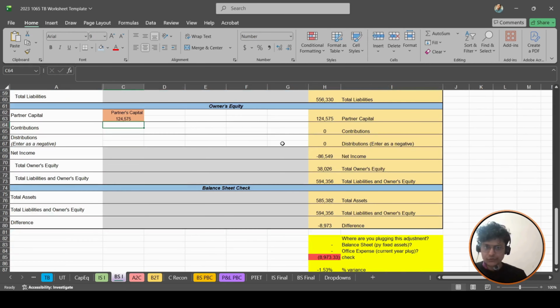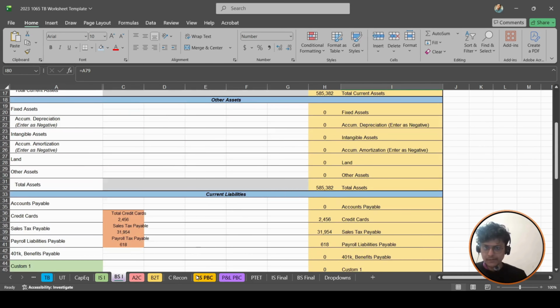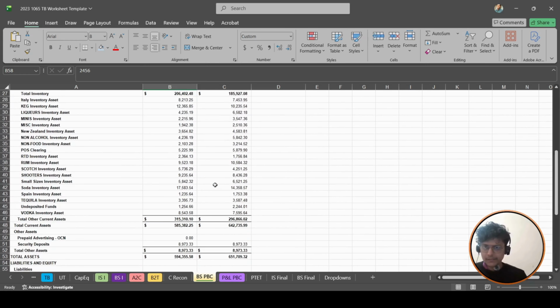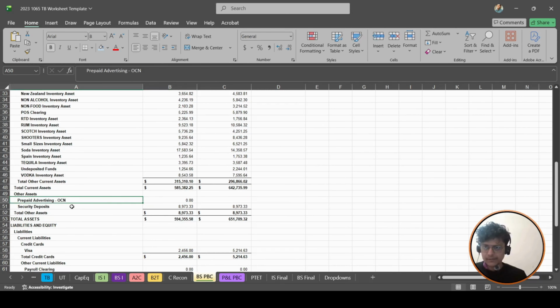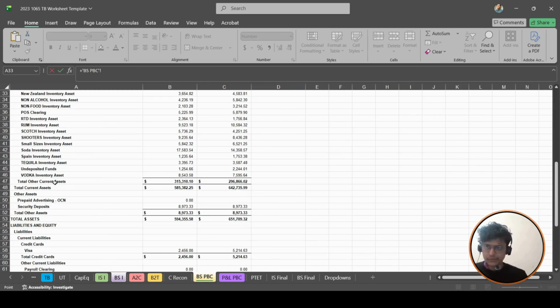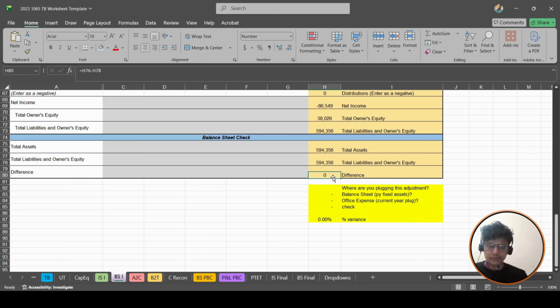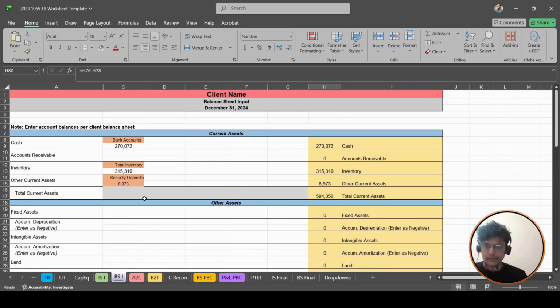The difference is 8973 still here. I think we are missing something. Let's check what the amount 8973 is. Okay, it's a security deposit. We have not entered this one. It's other current assets, security deposit. A52 amount cell should be A51. Gotcha. Yes, correct. The difference is zero now, and I think we have done with the balance sheet part.